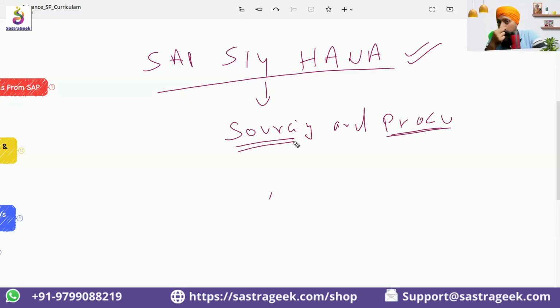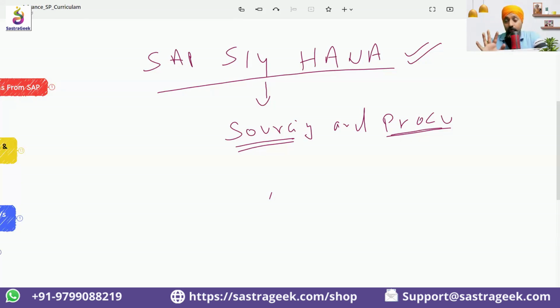There is a business which does the buying operations. In the buying operation, they need to do the sourcing and the procurement. So if a company says, I want to do sourcing and procurement, which tool do I need to use? What would be your answer? Whether we can use S4HANA or whether we need to use Ariba? What would be your answer?